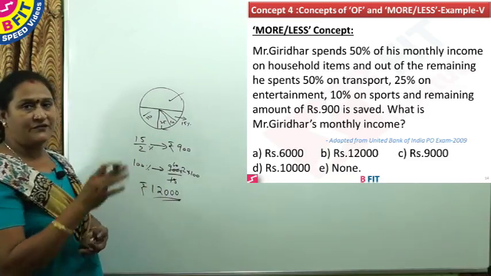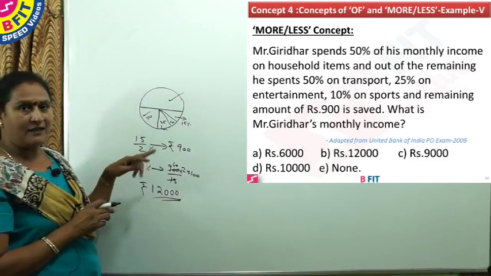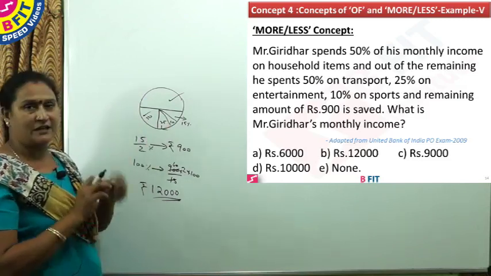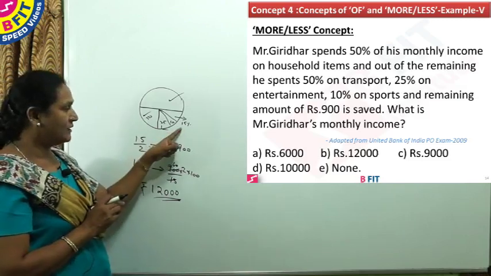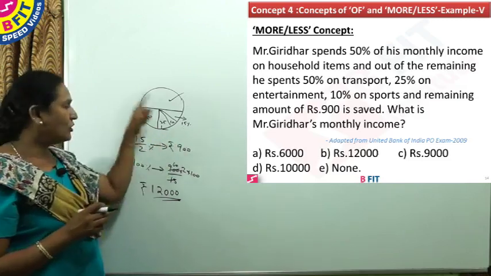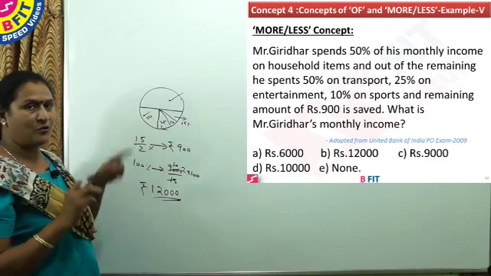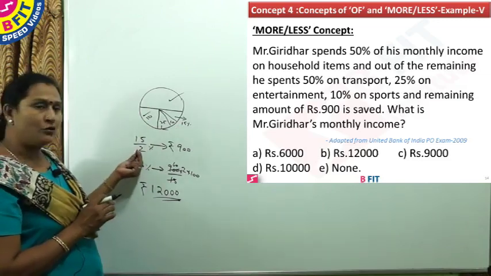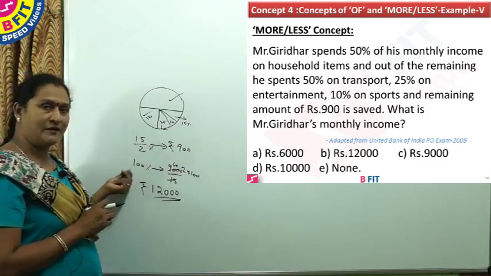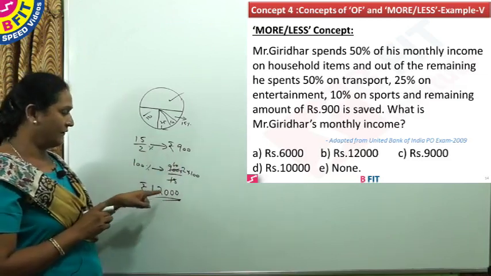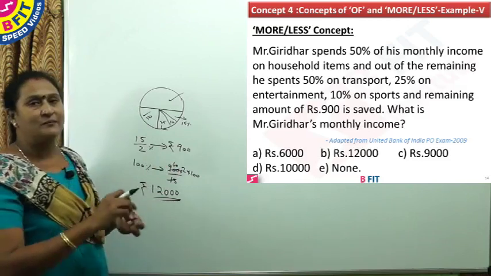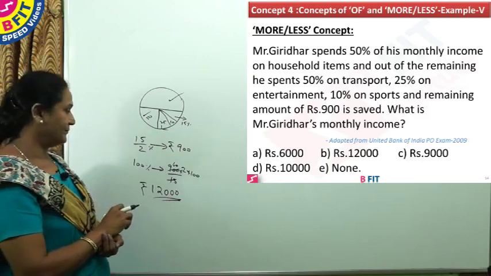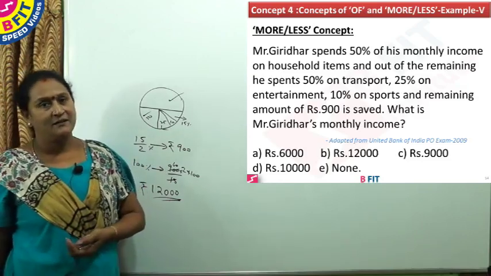So he spends 50%, and in the remaining he spends 50 plus 25 plus 10. That is, in the remaining he spends 85%, and in the remaining he saves 15%. On the whole it is half of that, 7.5% or 15 by 2%. So when 15 by 2% is 900, what will be 100%? Multiplying and dividing, we get 12,000 as his monthly income. So the answer is option B, 12,000. So we'll see the next example.